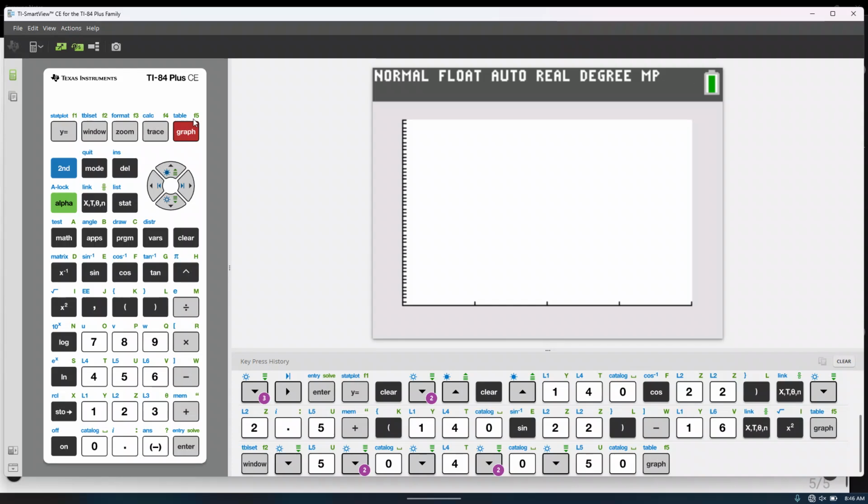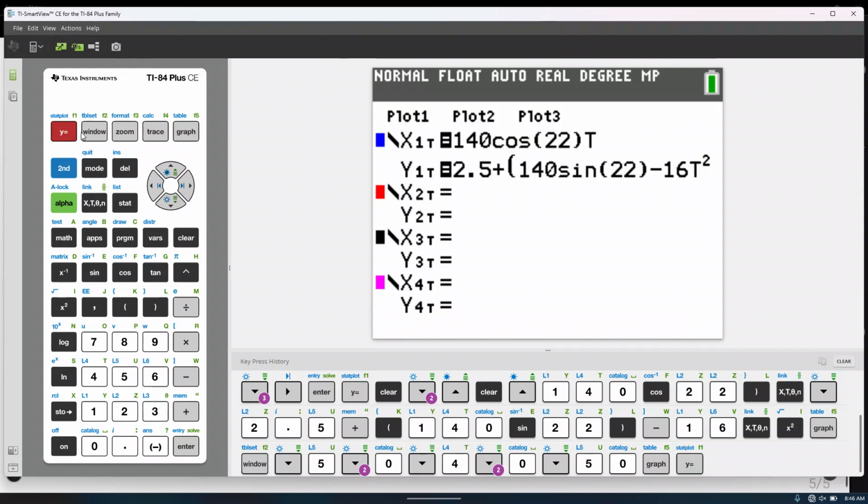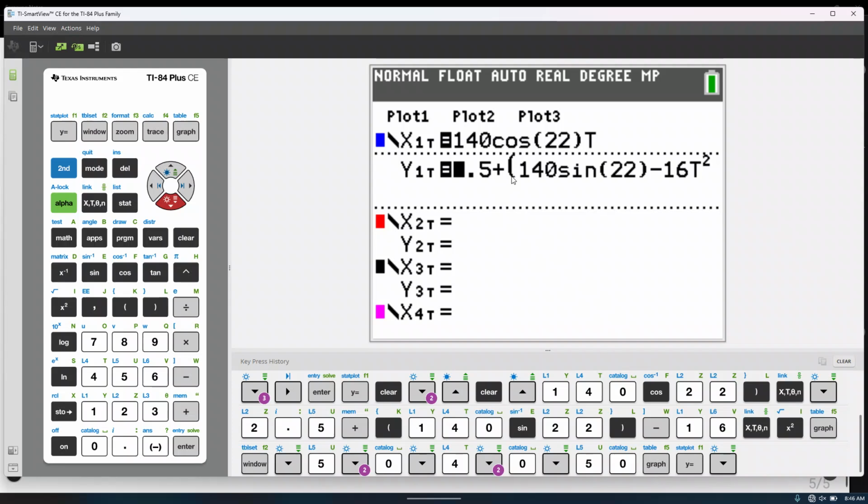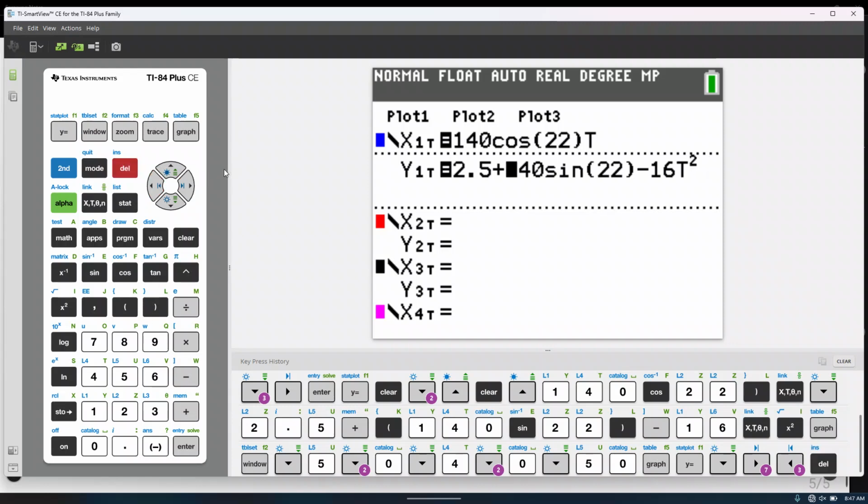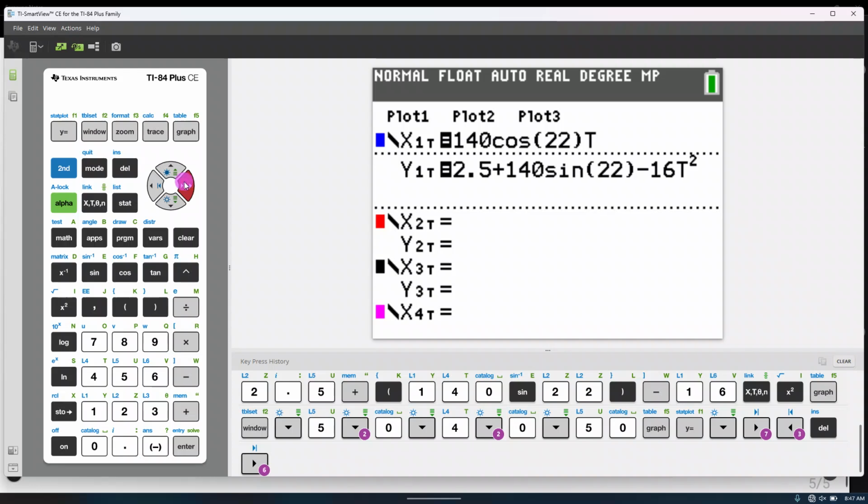And for whatever reason, it's not giving me anything. That's weird. Let me go back and check my equation. Oh, the parentheses here. And I'm missing a t here. Oh, yeah, it's a syntax error. Let me delete this and insert a t. All right. There you go.